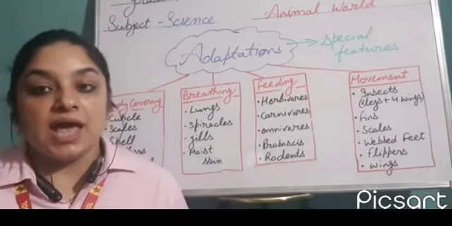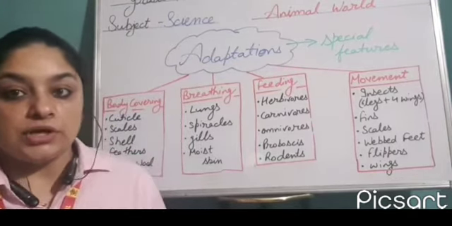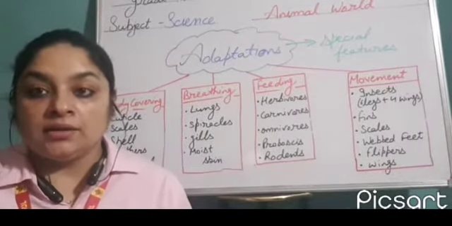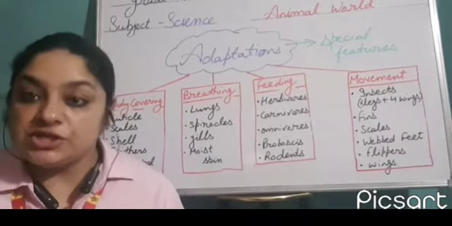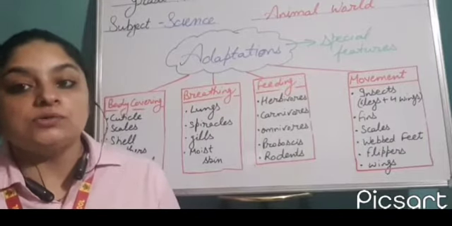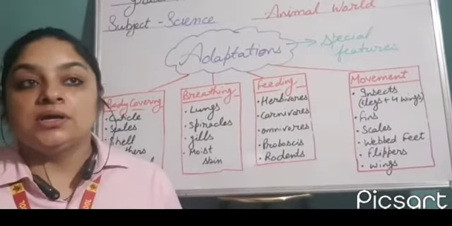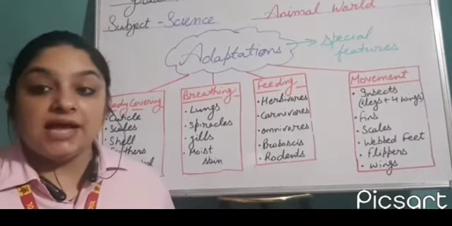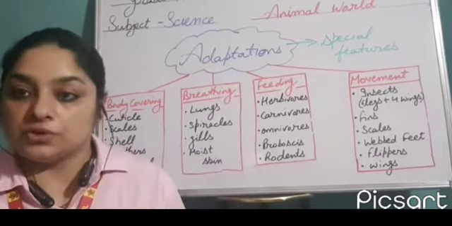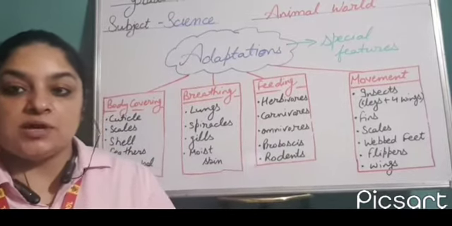Most insects, for example grasshopper and cockroach, have cuticle as their body covering. Then scales: most reptiles, crocodile, snake, and even fish have them. Fish is a type of aquatic animal, not a reptile, but it also has scales as its body covering. The third one is shell. For example, turtle, tortoise, and snail have a hard body covering, which acts as a protective layer for them. Whenever these animals feel any danger, they go inside. So shell is their body covering.